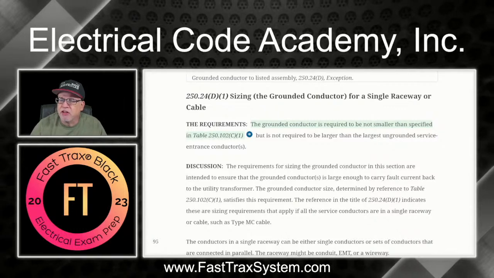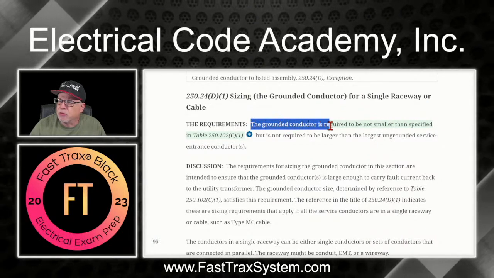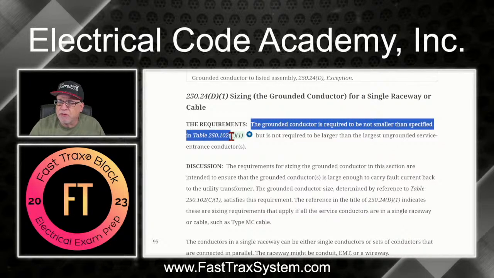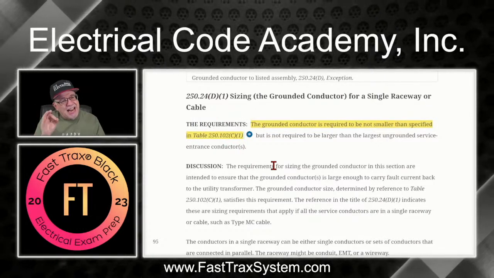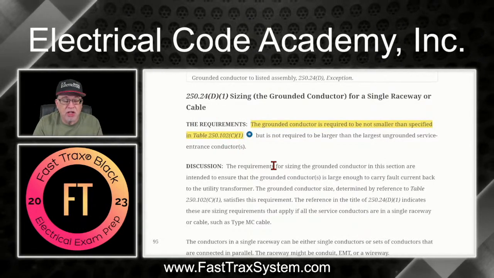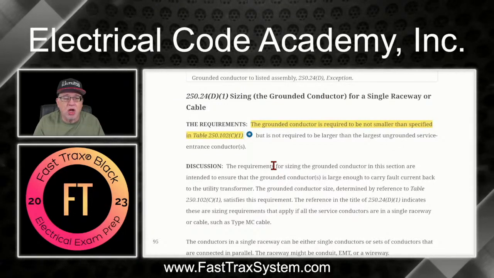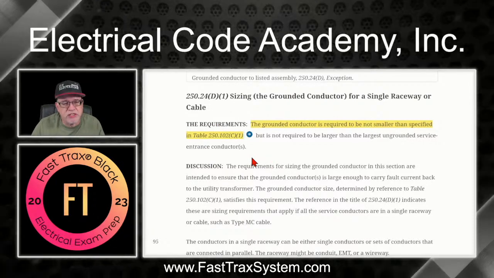Okay, so let's look at the sizing rules here. This is 250.24(D)(1). It says the grounded conductor is required to be not smaller than specified in Table 250.102(C)(1). So that's pretty straightforward, right? It can't be smaller. Now, could it be larger? Absolutely. That's why I told you about doing a load calculation. If the load ended up being greater than what's in the table, then you go with what's greater. Straightforward, right? But it can't be smaller than the values that are given in Table 250.102(C)(1).